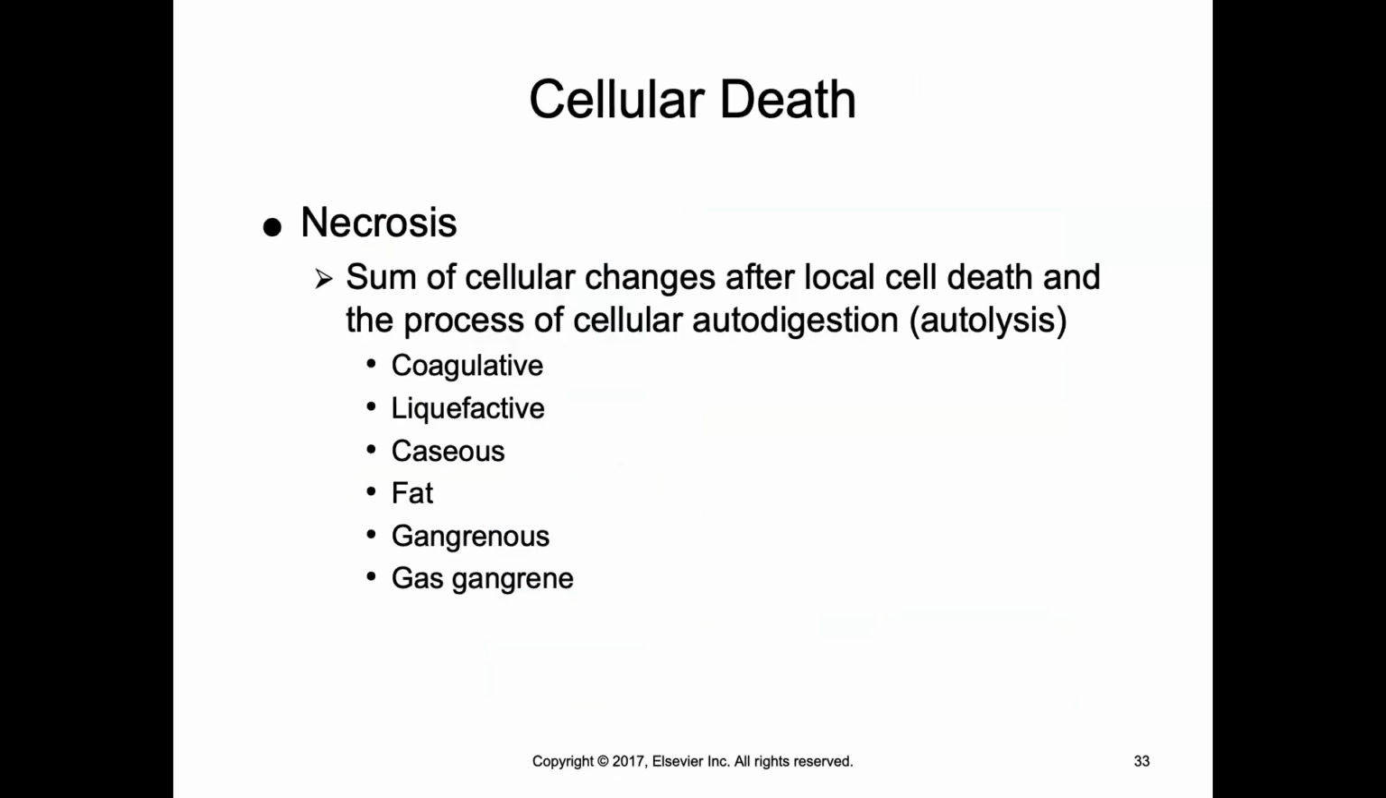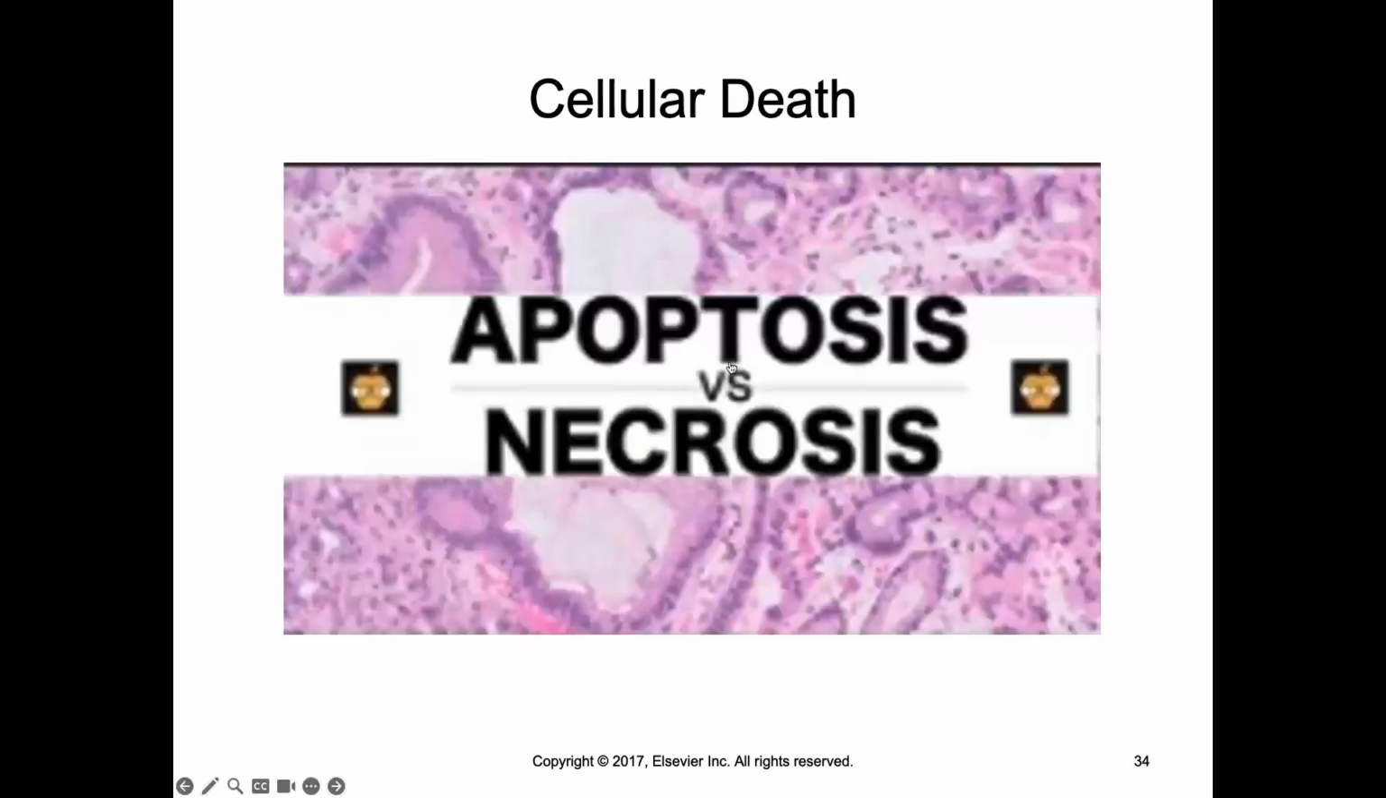Necrosis is the sum of cellular changes after local cell death and the process of cellular autodigestion or autolysis. Basically, this means that the lysosome releases its enzyme payload and chews the cell up from the inside out. Types of necrosis can be coagulative, liquefactive, caseous, fat, gangrenous, and gas gangrene. So let's take a look at apoptosis versus necrosis.